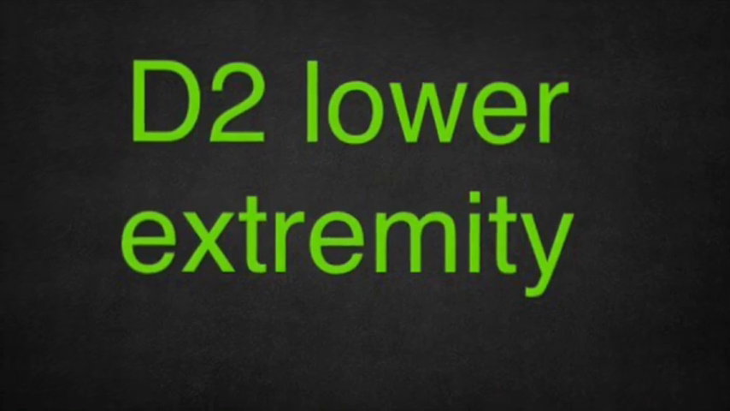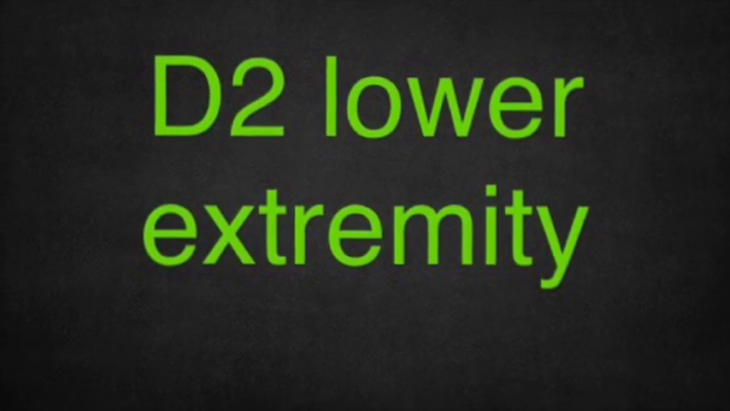Now I will talk about the D2 pattern for the lower extremity. In the D2 flexion pattern, your hip will be flexed, abducted, and internally rotated. Your ankle will be in a dorsiflexion position as well as eversion, and your toes will be in an extended position.